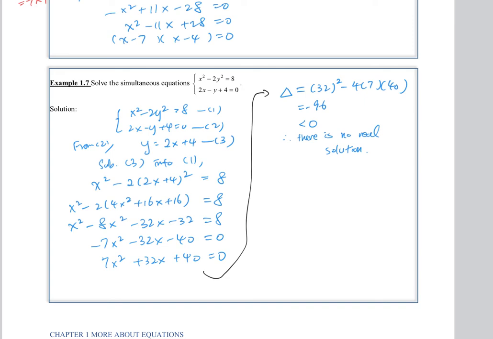So I hope you will understand the way to express the answer when there is no real solution. Do not write math error, which is not accepted.